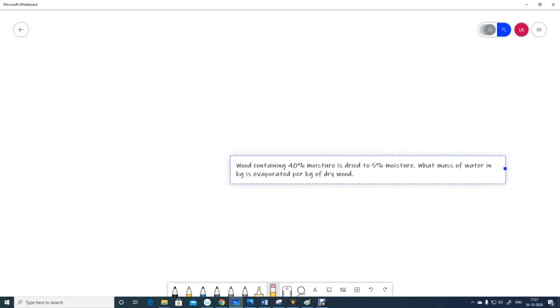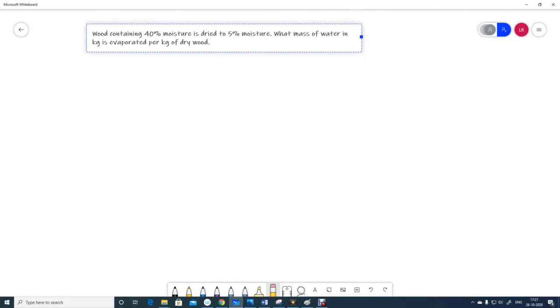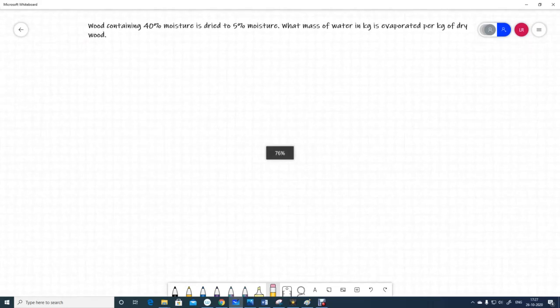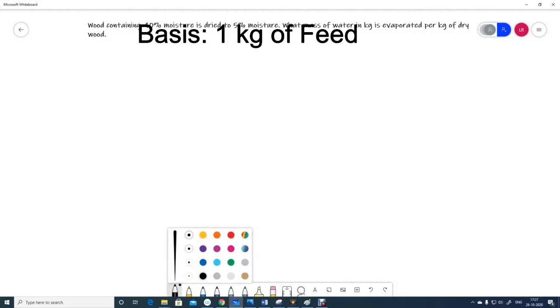So we are going to solve this problem now. First we will write the given data. It is given that wood containing 40% moisture is dried to 5% moisture. So you make a block diagram of an evaporator or dryer. You make a box. We have a feed, then we have a product, then we have evaporation of water from it. Before that we have to consider a basis. So what is the basis here?